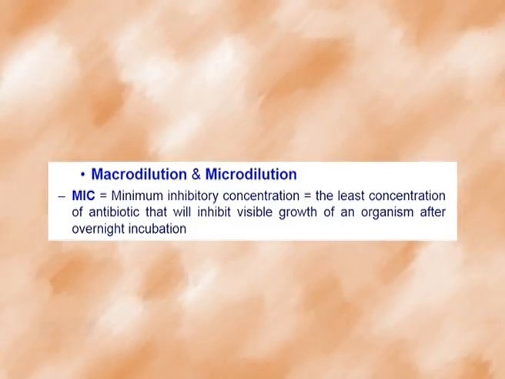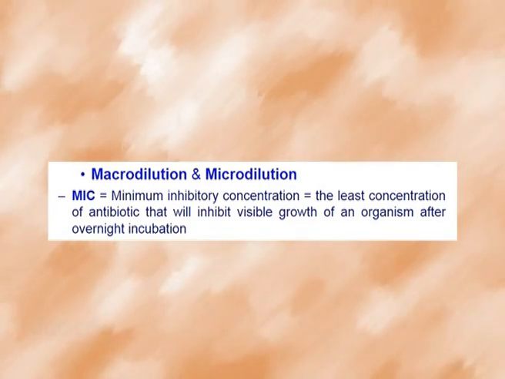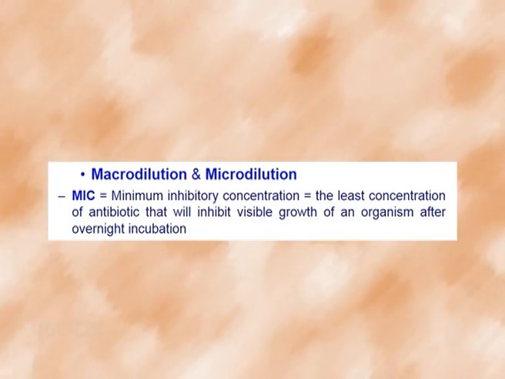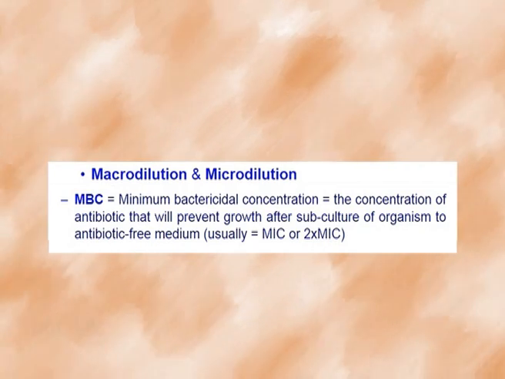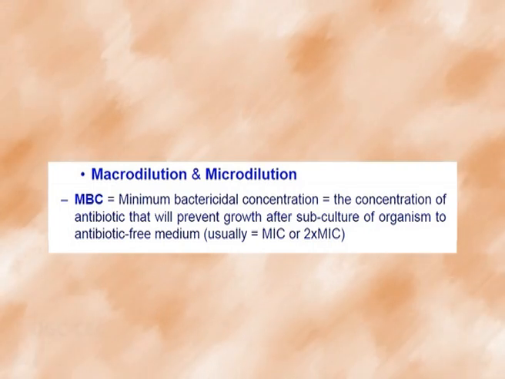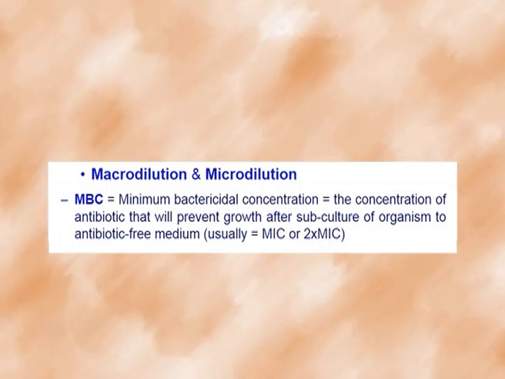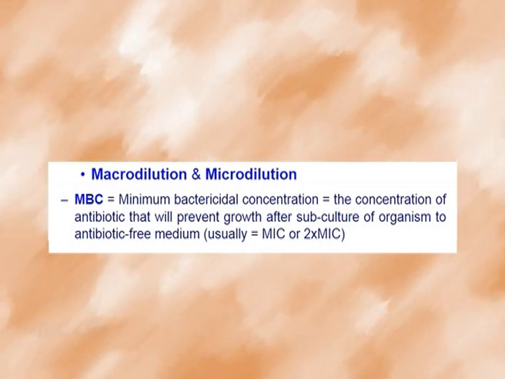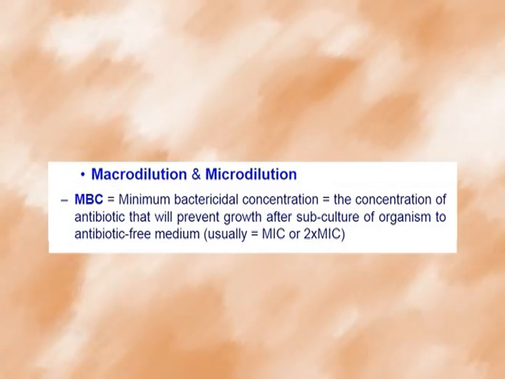MIC is the minimum inhibitory concentration, that is the least concentration of antibiotic that will inhibit the visible growth of an organism after overnight incubation. And what is MBC? It is the minimum bactericidal concentration. That is the concentration of the antibiotic that will prevent the growth after subculture of the organism to an antibiotic-free medium. The MBC is usually equal to the MIC or 2 to 4 times the MIC. So it kills the bacteria, not just inhibits the growth of the bacteria.